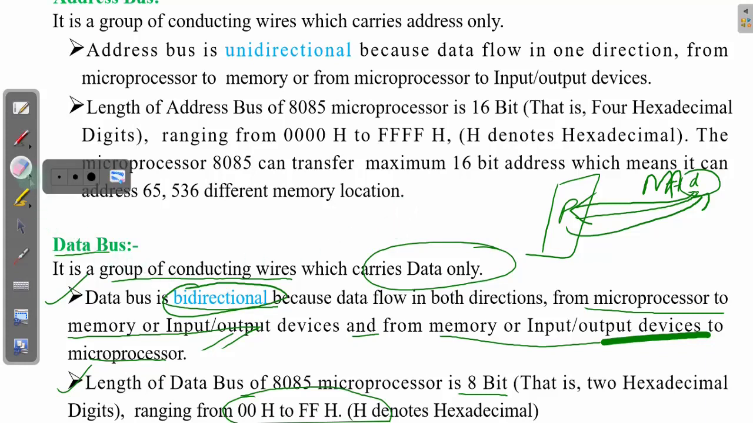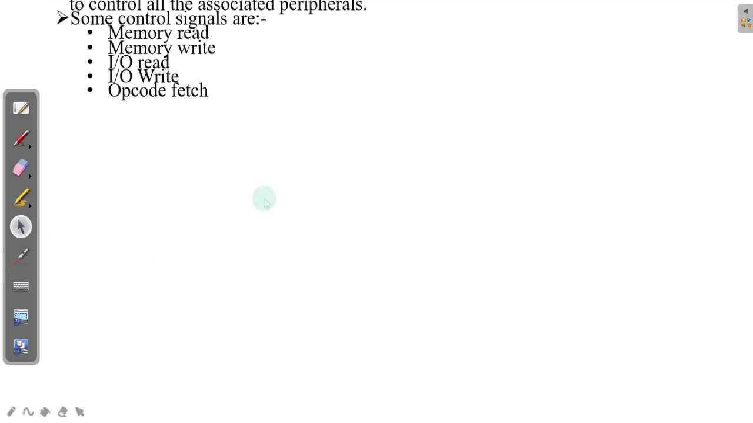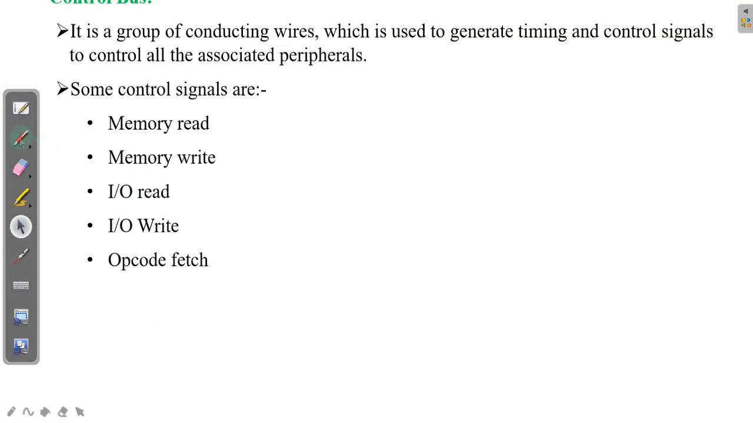Okay, so I will now move forward and let's understand the third thing, that is control bus. Now control bus is actually not having a specific number of channels. Depending upon the type of signal, it may use 2 wires, or it may use 3 wires or 4 wires or 6 wires. It is not fixed actually, so it's not said that it is having this many wires.